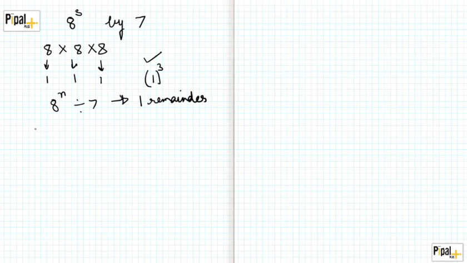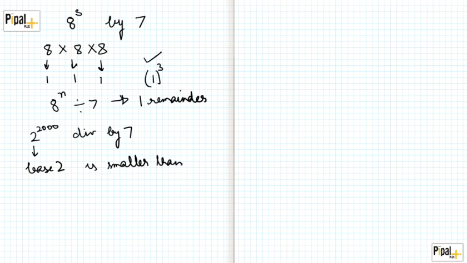Let's say there is this number 2 to the power 2000, and I have to divide this by 7 and find the remainder. Now when 2 to the power 2000 is being divided by 7 and I have to find the remainder, I notice that the base 2 is smaller than the number dividing it, the divisor. So what do I do in cases like these?